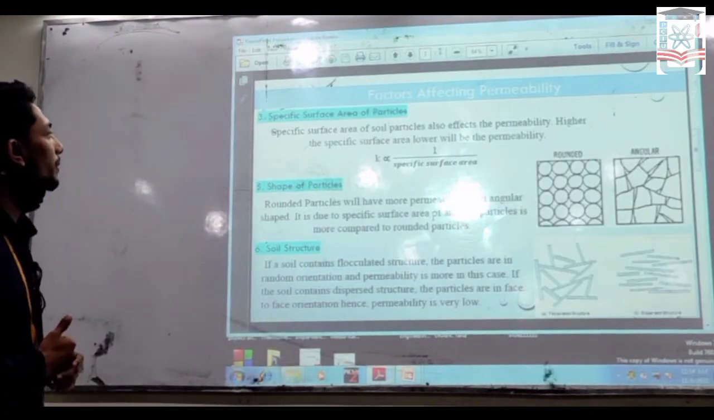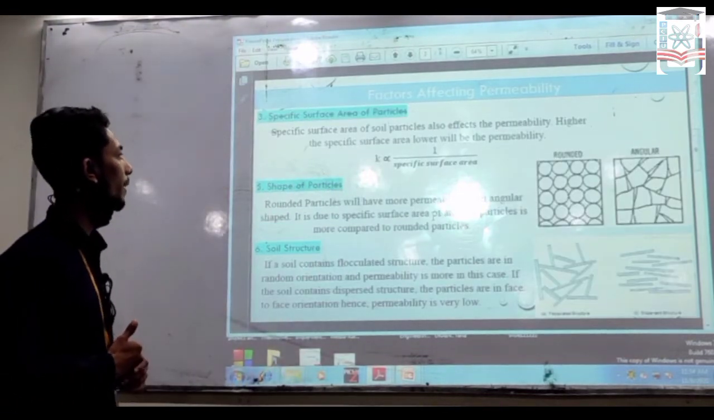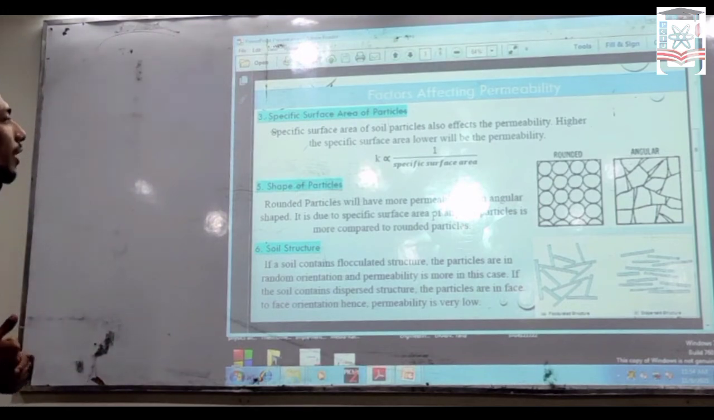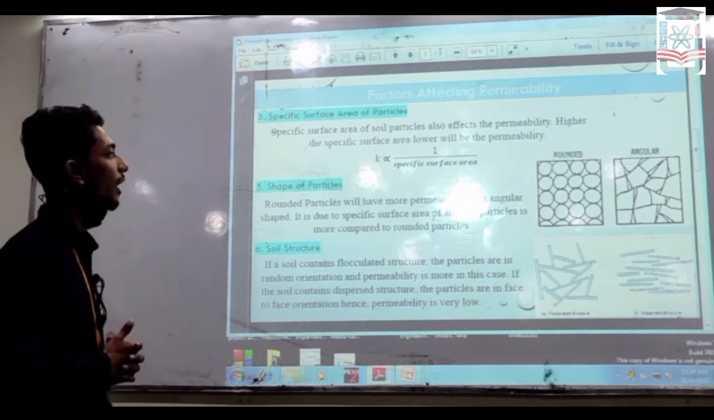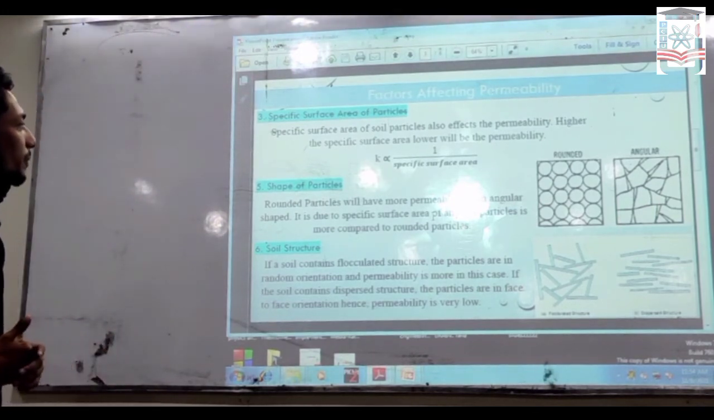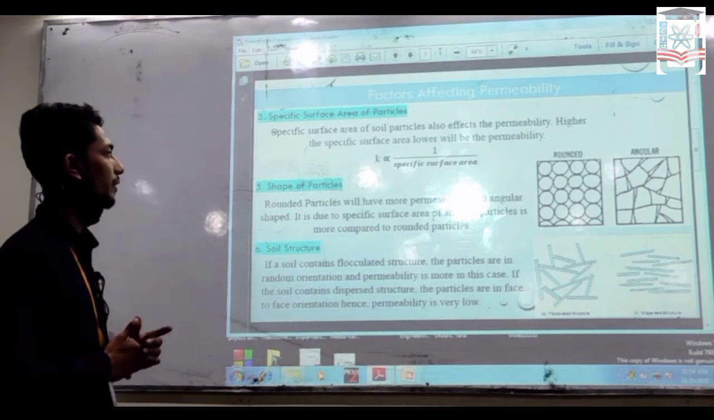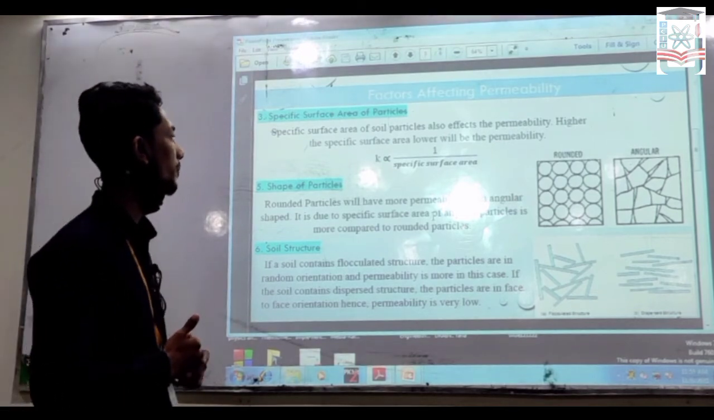The specific surface area of soil particles also affects the permeability. The higher the specific surface area, the lower the permeability. K is proportional to 1 by specific surface area.